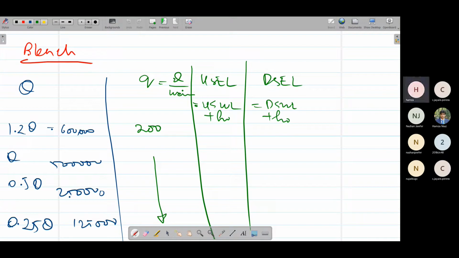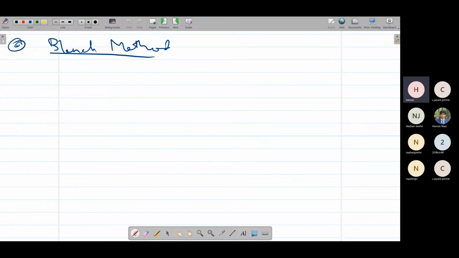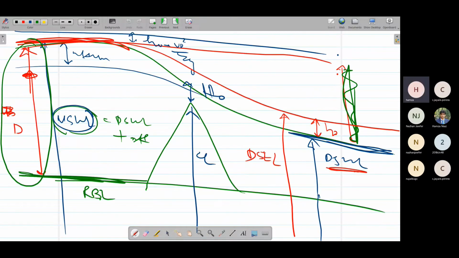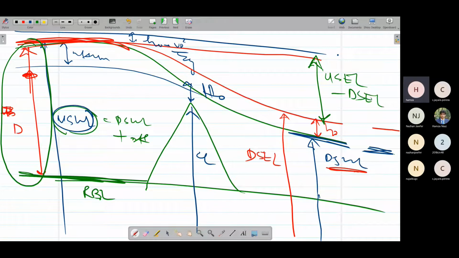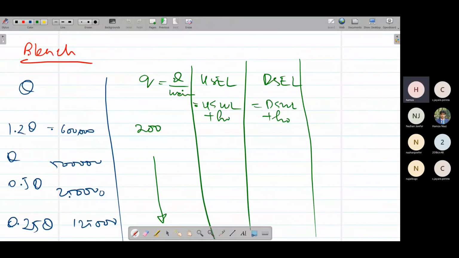Now what is head loss? Head loss is actually the difference of the upstream and downstream energy levels. This is the head loss: the upstream energy level minus the downstream energy level. Simply, if we subtract them, we get the head loss HL.